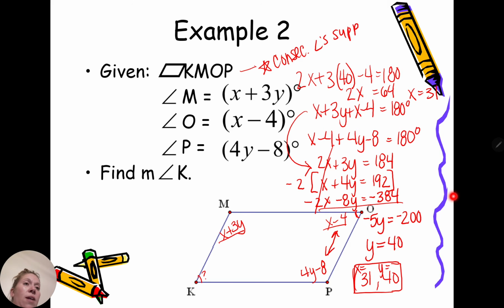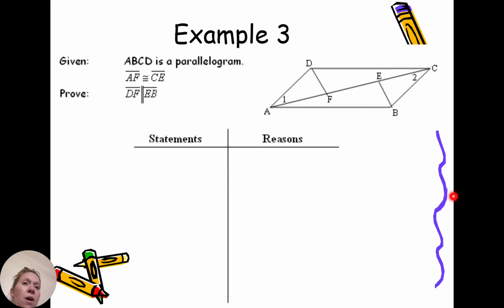So again, we've got to use our relationships, theorems, properties, whatever you want to call them, to solve. All right, let's try another one. So we have ABCD is a parallelogram. It tells me that AF is congruent to CE, and it wants me to prove that DF is parallel to EB. Okay. So if I want to prove parallel lines, we need congruent angles. Let's just keep that in mind. First, we're going to write our given.